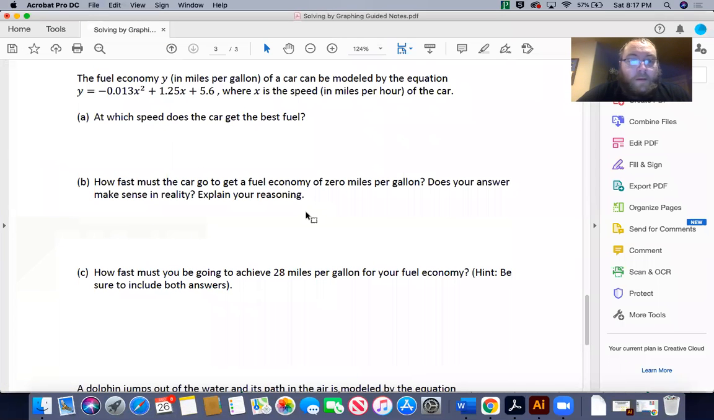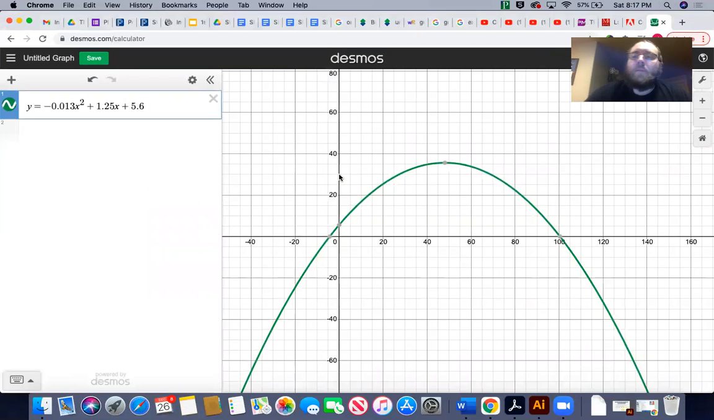Just so you're aware. So at what speed does the car get the best fuel economy? We know fuel economy is up and down, it's our Y value. So the best fuel economy would be the highest Y value. Well, that's our maximum. So we find our maximum, which is right here. Our best fuel economy is 35.6 miles per gallon, or 35.7 if you round up. And we'd have to be traveling at 48 miles per hour to get that.